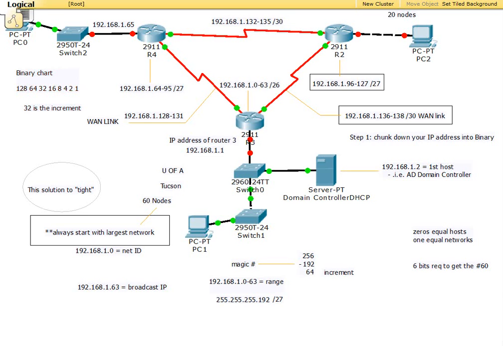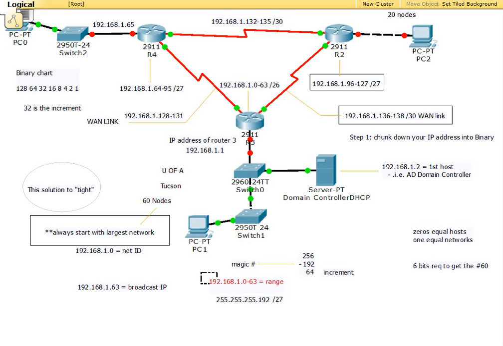Okay, now it is possible to do subnetting in your head easily using this magic number system, where you take your interesting octet. In this case it's 192, you subtract it from 256, and that gives you the increment of 64. Okay, 64 satisfies the requirement of 60 nodes. So that's what I used.